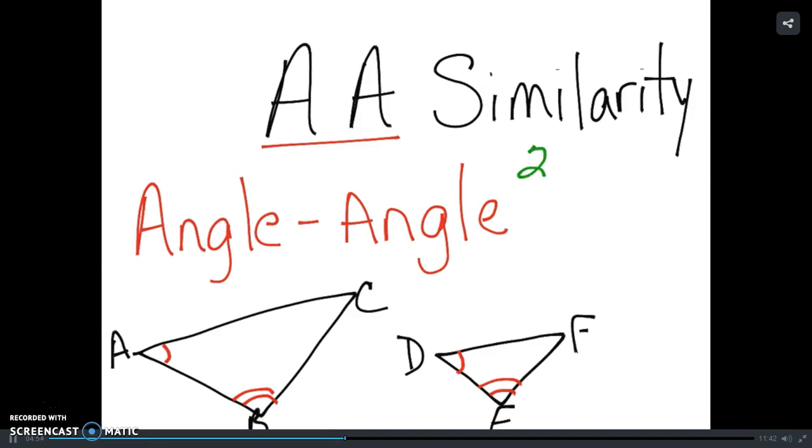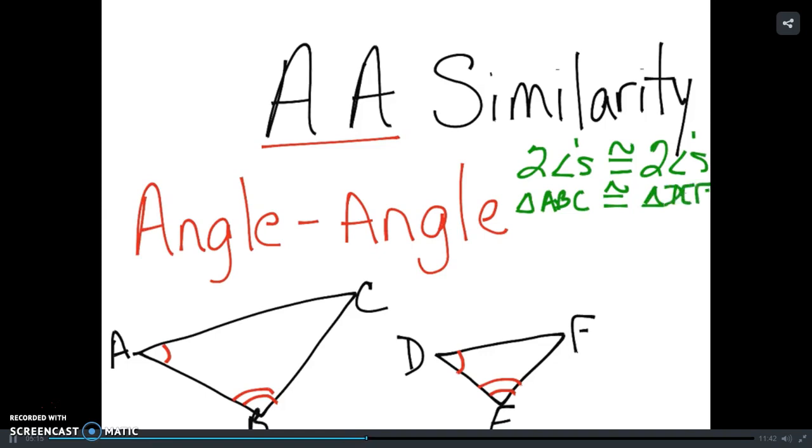Now keep in mind, it has to be two angles congruent to two angles on the other triangle. So two angles from the first triangle, triangle ABC, have to be congruent to two angles on triangle DEF. And that's going to be true whether they mark those with the little arcs like I've done here, or if they actually gave you measurements. So be prepared to find some missing measurements in order to use this one.